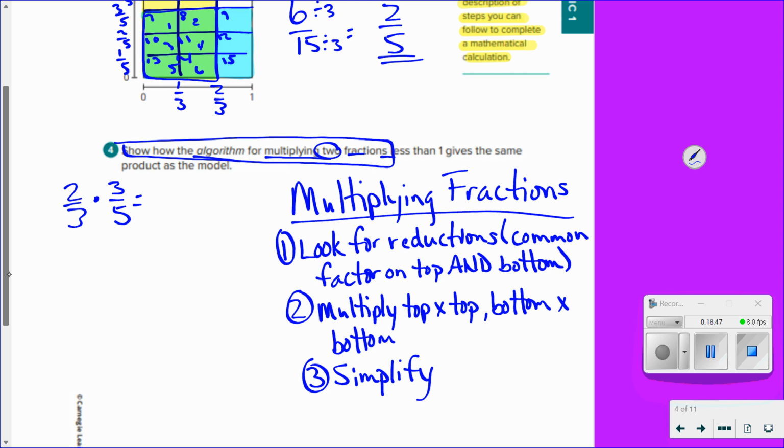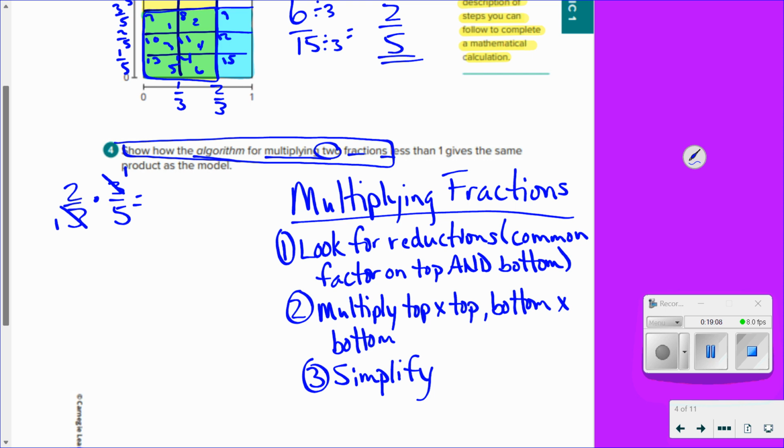No, because those are both odd. 3? No? There's a 3 here and a 3 here, isn't there? So I can divide both those by 3, right? So what's 3 divided by 3? 1. What's 3 divided by 3? 1. Well, now I've just got a 2 and a 5, so that's my number, so I know I'm done.